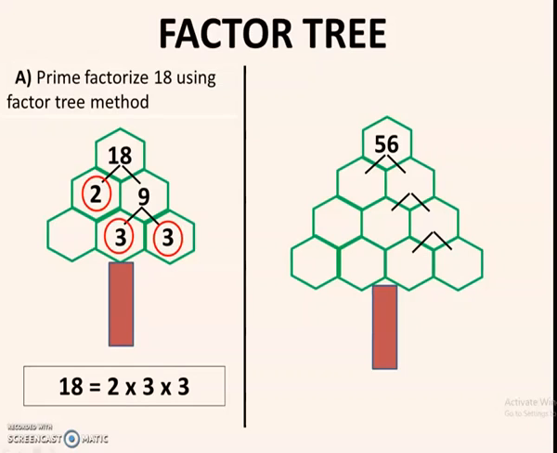We will do many more examples. Let's see which is the next example. You can see it on the screen. Prime factorize 56 using factor tree method. Now we have taken a little larger number, 56. Now 56 we have written on top, and there are two branches coming out of it. See, there are two branches which are coming out of it.